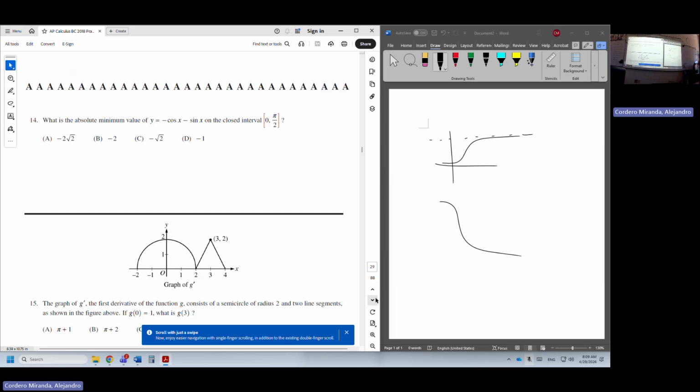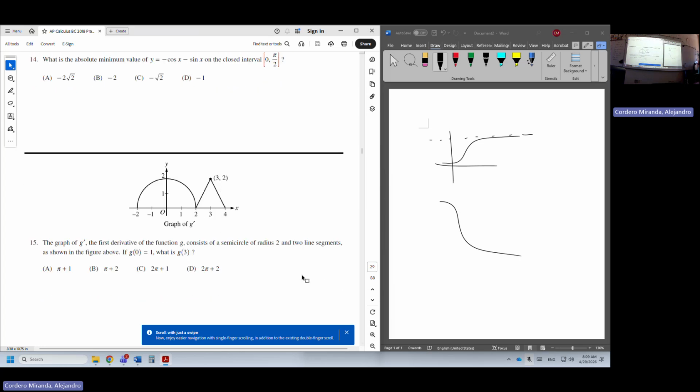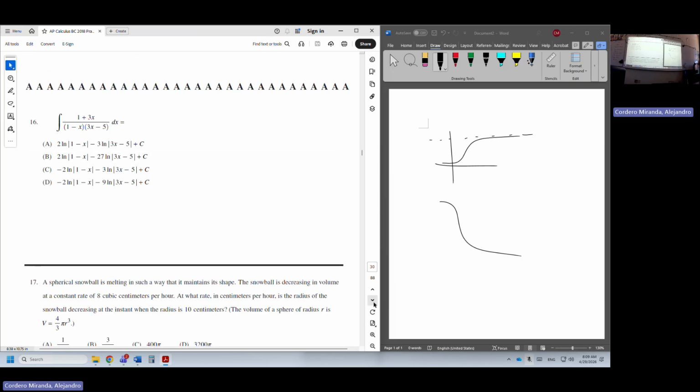Absolute minimum of that is not BC only. Graph of G prime, G of 0, G of 3. Not BC only. This one is BC only. That's a little bit of a hint. So 16, try that one. And for this one, you might need more than 2 minutes. So here's 2.5.